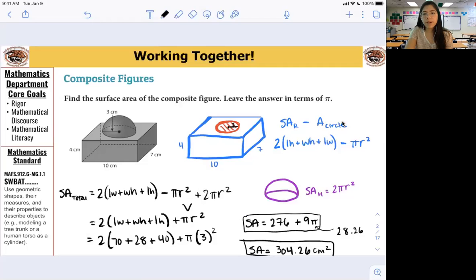Okay, someone remind me, why did I subtract the area of the circle? I want to hear you guys explain it in your own words. Because I'm not counting that. Okay. Good. We don't count it because you can think of it kind of like a hole that's in there. So you don't count that, but you do count the actual hemisphere on top. All right, let's do another one.